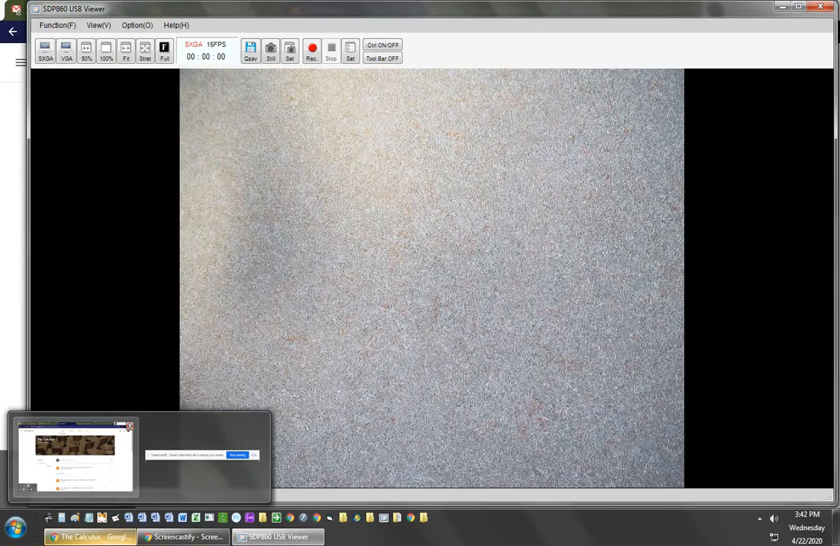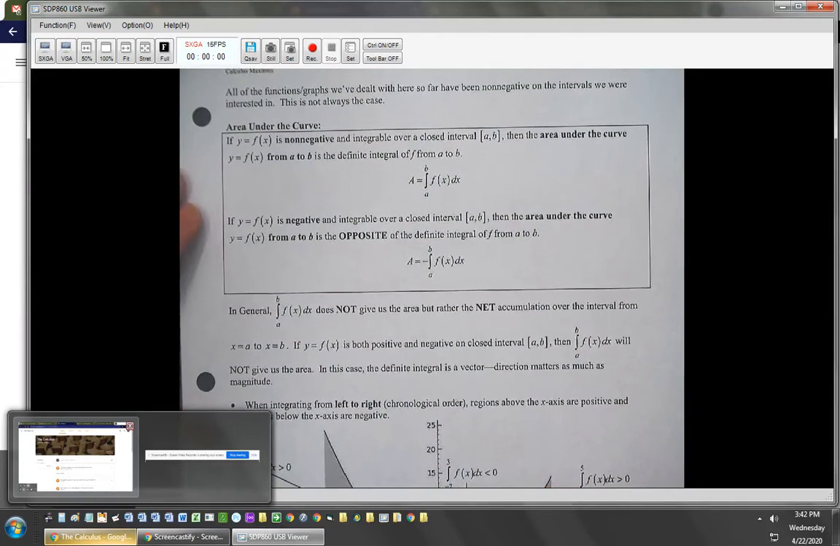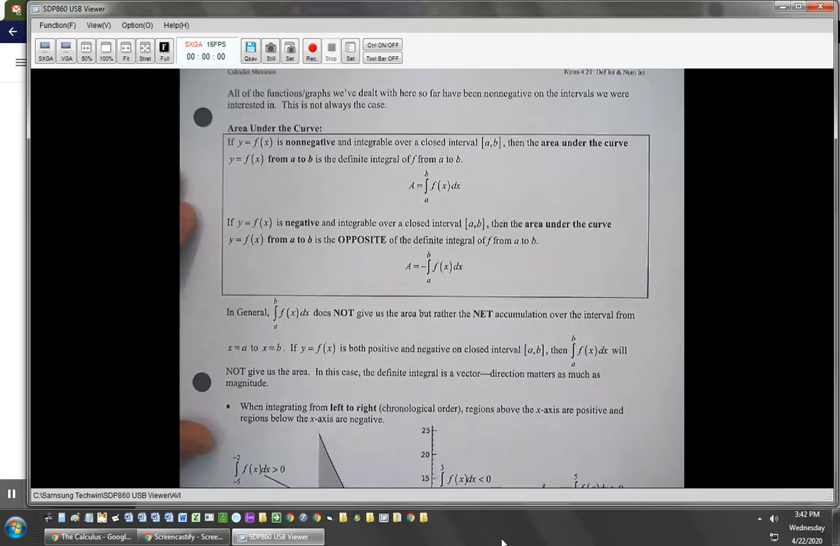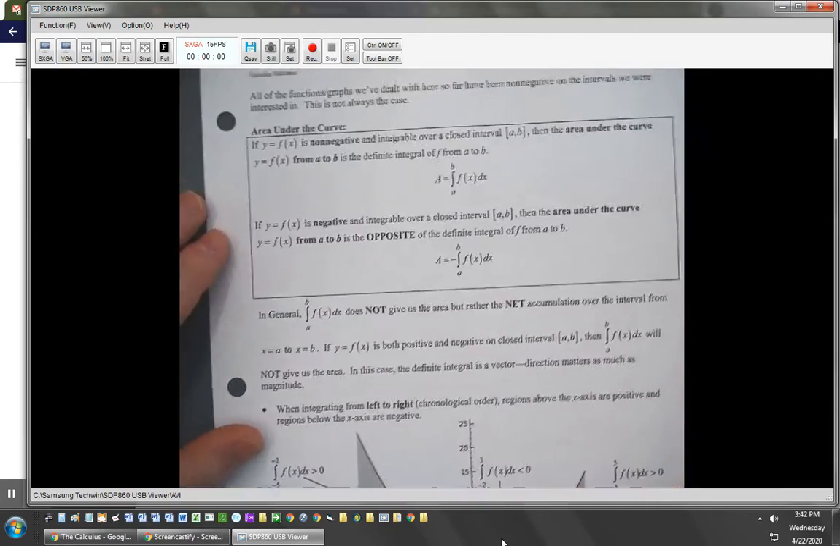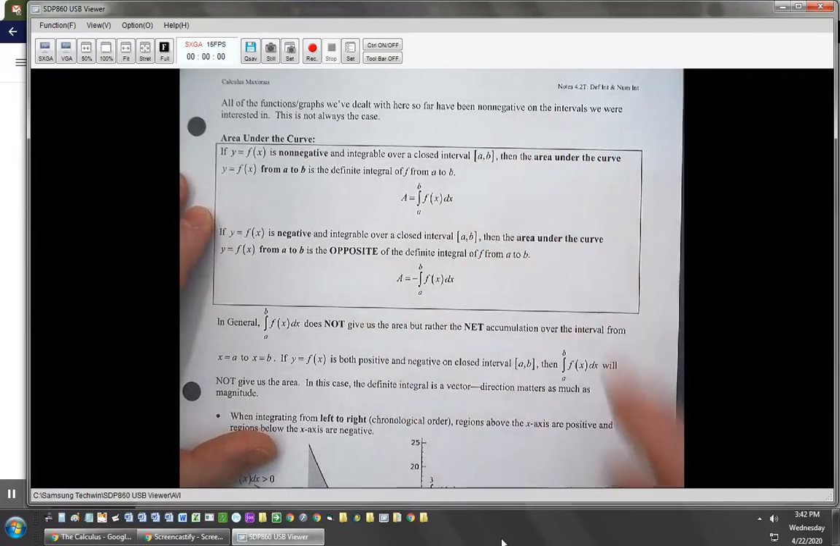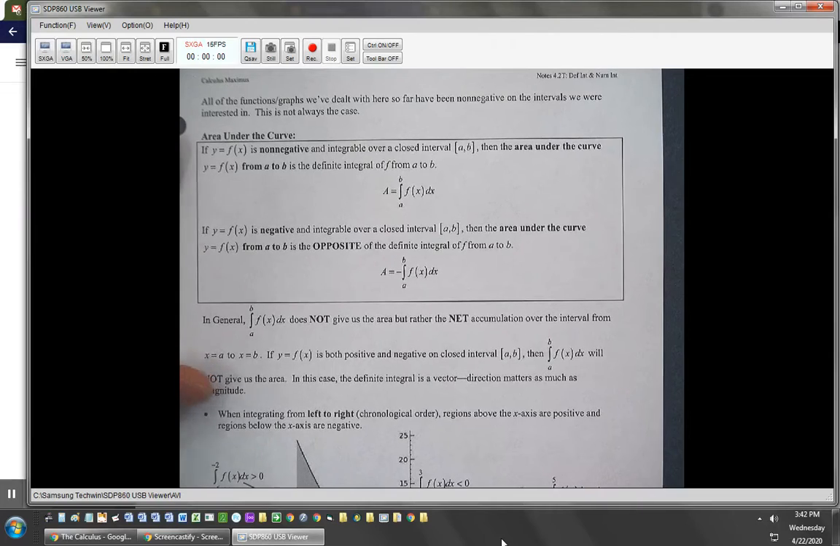So now we got to talk about some conceptual stuff here. All of the graphs that we've dealt with so far have been non-negative, which means that they're always above the x-axis. This is not always the case.